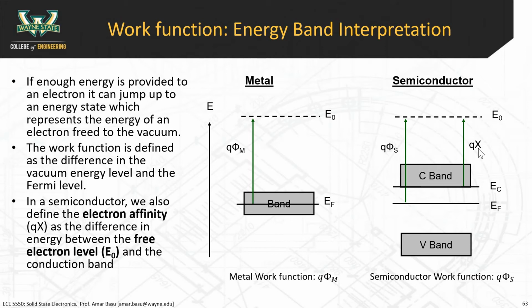Okay, the reason why semiconductors have this factor, this electron affinity, is because remember that the Fermi level can change depending on how you dope the semiconductor, right? So if you want to have a true constant, then you use the electron affinity. The distance between E0 and EC doesn't change in silicon. EF could change based on the doping, right? That's a key thing. Any questions on the work function?